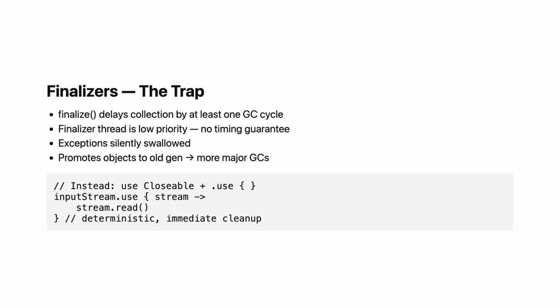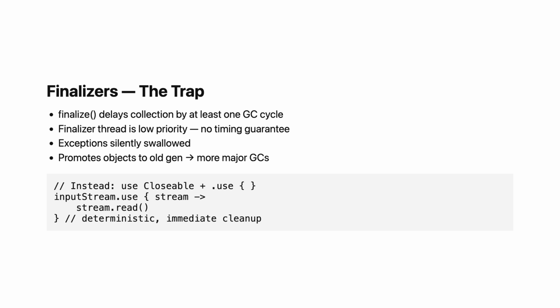When it discovers the object is unreachable, it has to put it on a special finalization queue. A separate finalizer thread picks it up and calls finalize. Only after that can the object be collected in a subsequent GC cycle. So finalizable objects survive at least one extra GC cycle, which means they get promoted to the old generation more often, which means more major GCs, which means more pauses.